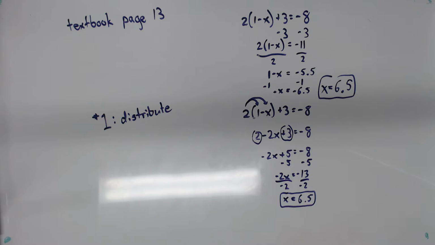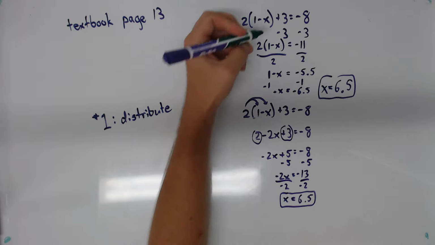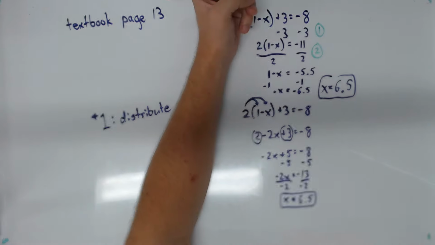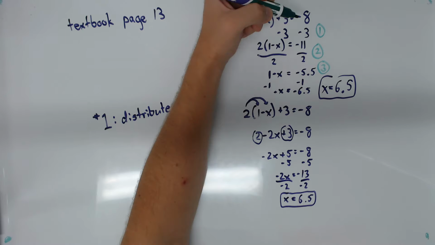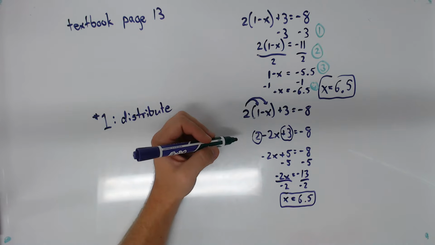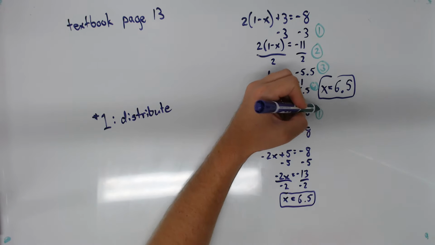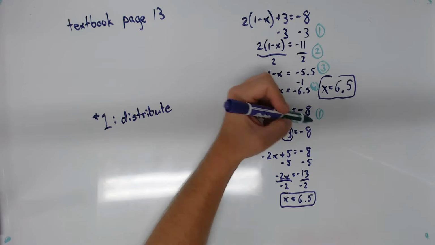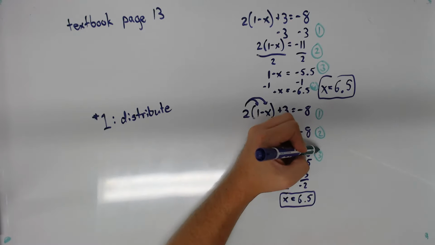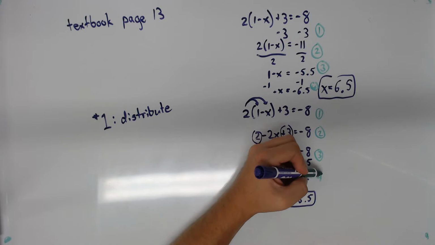So let's count the number of steps each of these took. Subtracted 3, divided by 2, subtracted 1, divided by negative 1. And then up here, distributed, combined like terms, subtracted 5, divided by negative 2.